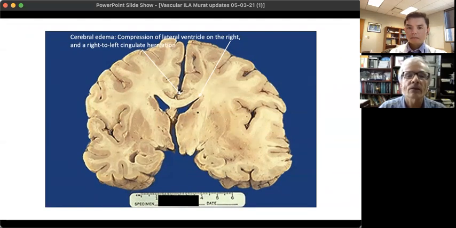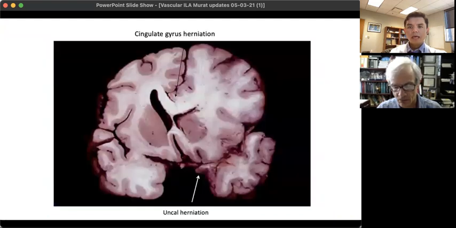Of course, when the parenchyma swells up, the ventricles are squeezed, and the lateral ventricle on the side of the lesion appears slit-like compared to the other one. We do not see uncal herniation here, but I think we have a very good picture of that in the upcoming slides. Here we go. Isn't that impressive?